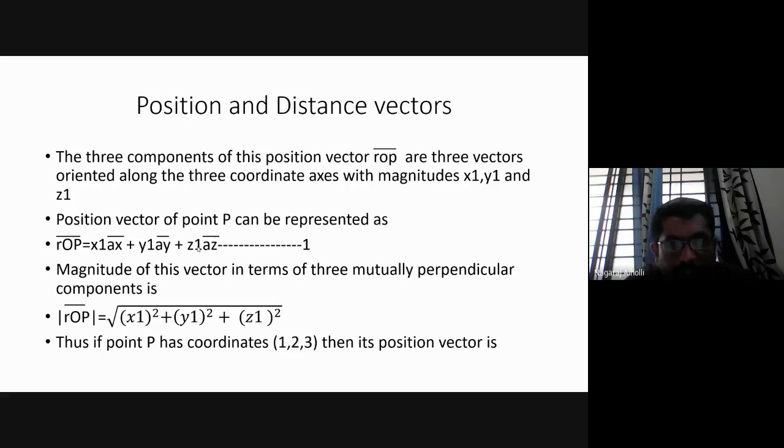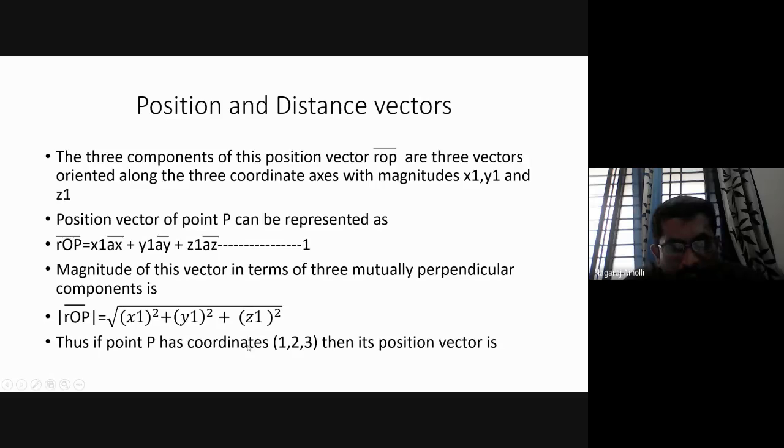If you want to find the magnitude of the vector, we have to take the absolute value, is it not? Magnitude of this vector in terms of three mutually perpendicular components is |R_OP| equal to square root of x1 square, that is its magnitude square, plus magnitude of the y component, that is y1 square, plus the magnitude of the z component, that is z1 square. So it is |R_OP| equal to square root of x1 square plus y1 square plus z1 square.